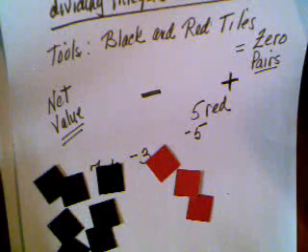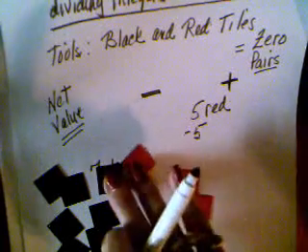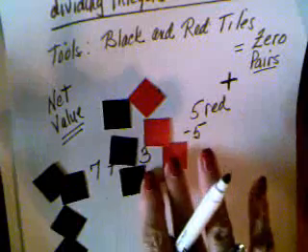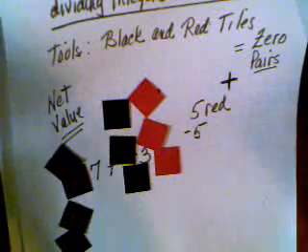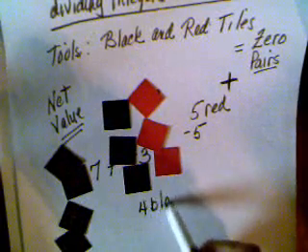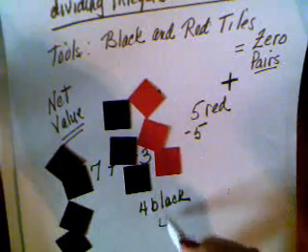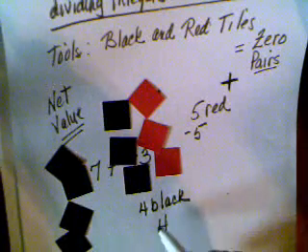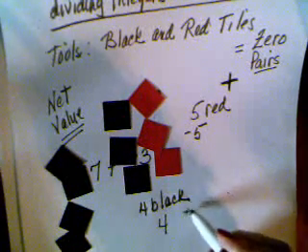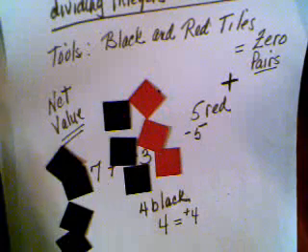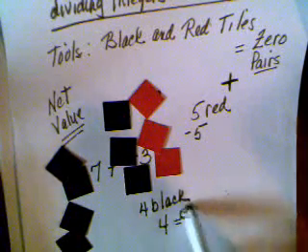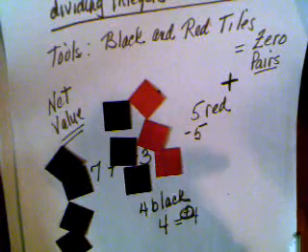I'm going to make as many 0 pairs as I can. There's 1, there's 1, and there's 1. What I have left is 4 black, and black is positive. We don't write the positive sign in front of a positive value. They have an equivalent value, therefore we just eliminate that. All right?